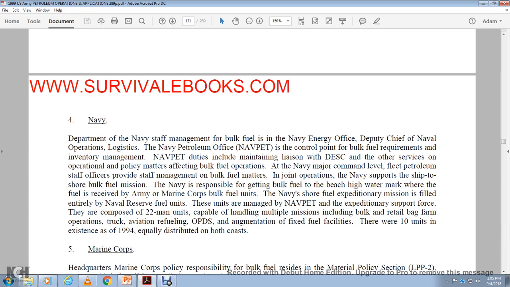Both the 22-man units are capable of handling multiple missions, including bulk and retail bag farm operations, truck and aviation refuelings, OPDS, and augmentation of fixed fuel facilities.